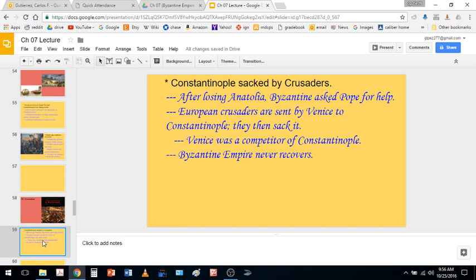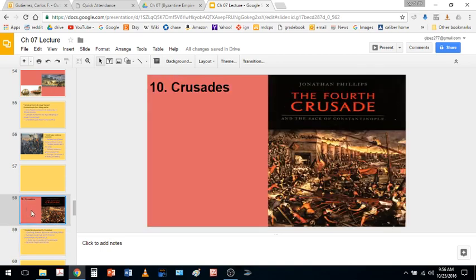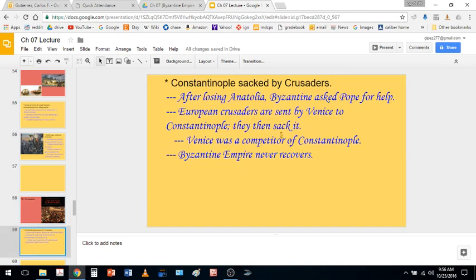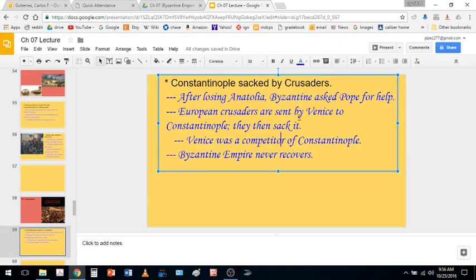And in the Fourth Crusade, because there were numerous ones, the Venetians, whom we will talk about in another chapter, a growing trade center as well, were competing with Constantinople. So instead of sending soldiers to reconquer Jerusalem, the Venetians, who have this massive fleet of ships, sent these European knights, these crusaders, to go attack Constantinople, right?